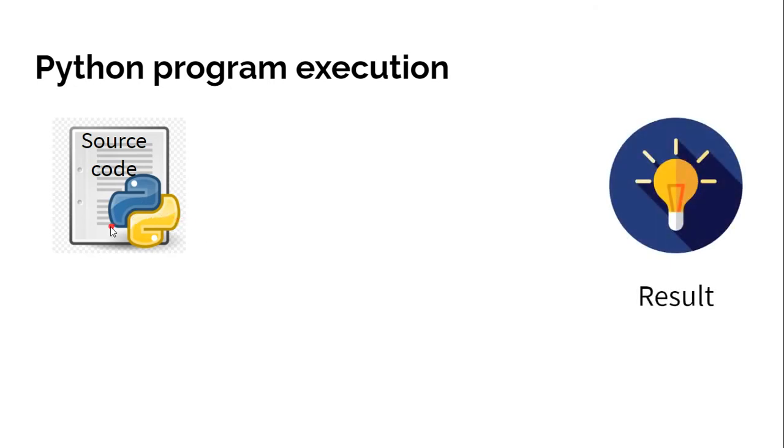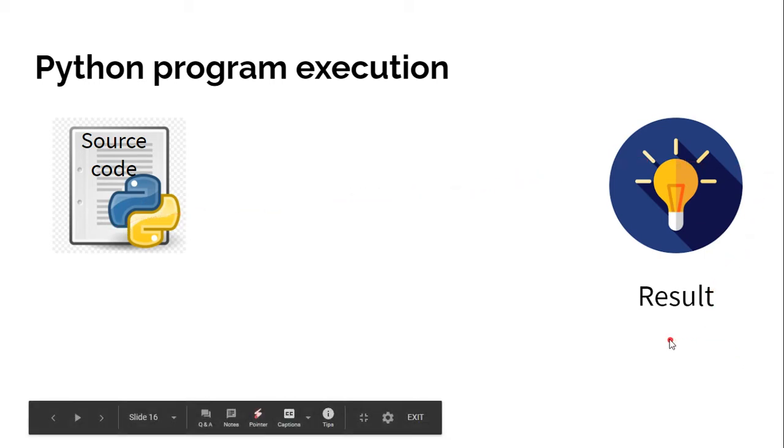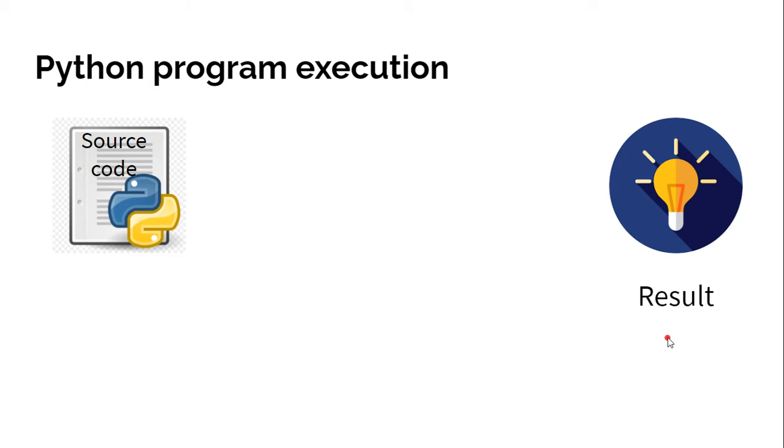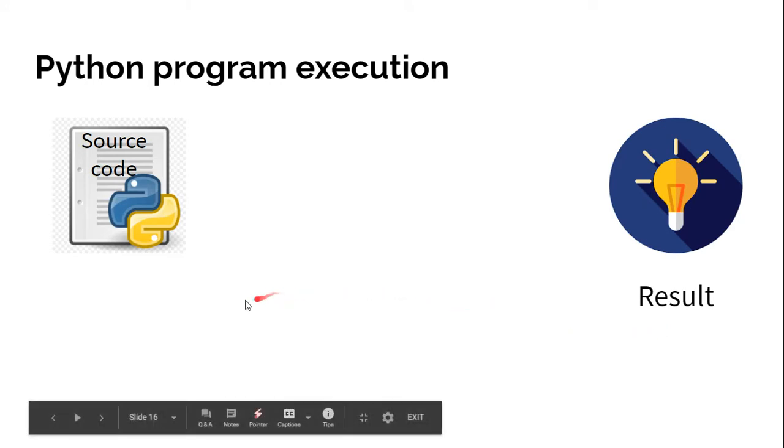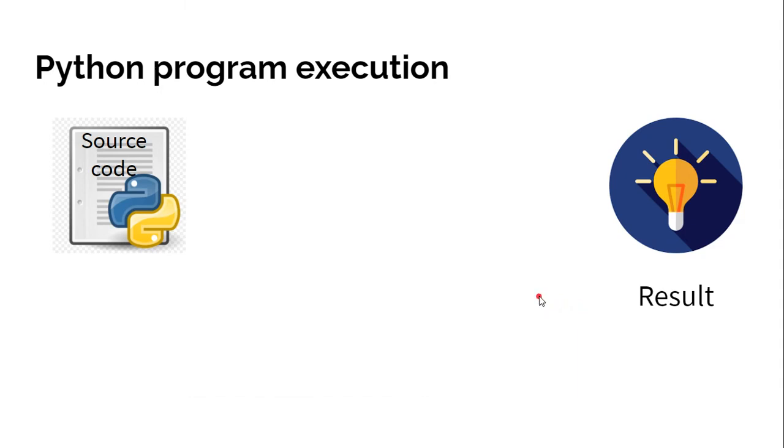When we write some source code, after running that we will have some result. And something happens between running the source code and getting the result. There are some steps I would like to mention here, which will be very good for understanding how program execution works.